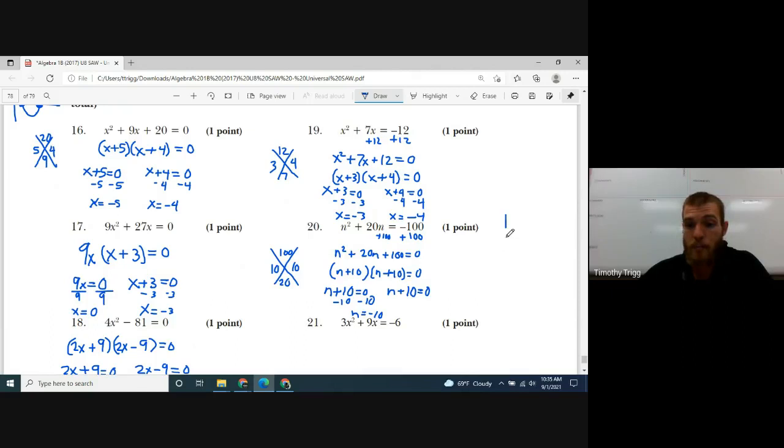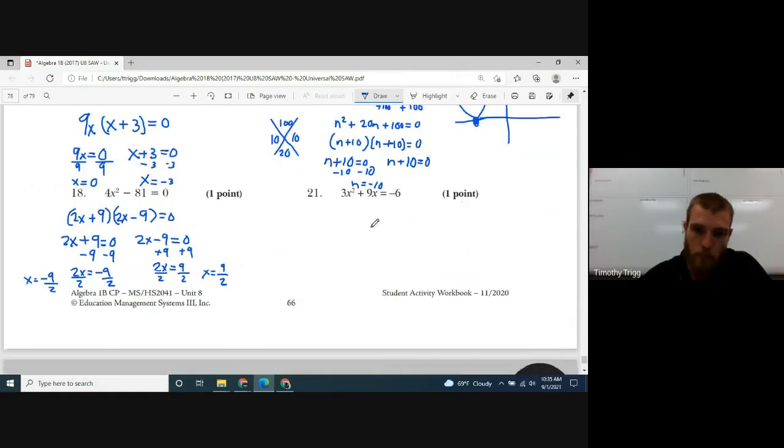So if you were to graph it, it would have one x-intercept at negative 10, where the vertex just barely touches. The parabola just barely touches at negative 10 here on the x-axis. And so if it has just one x-intercept, then that x-intercept is also the vertex. That's an interesting thing.